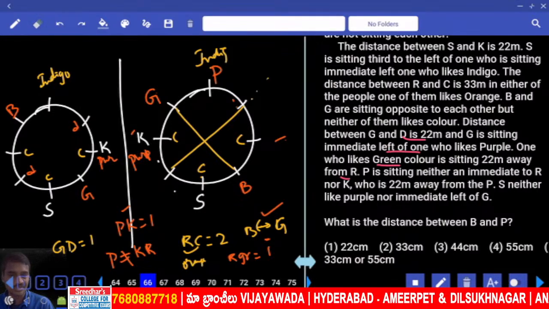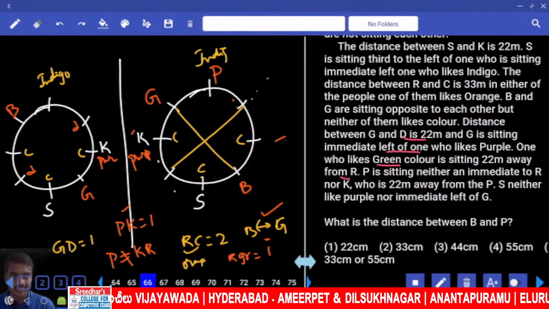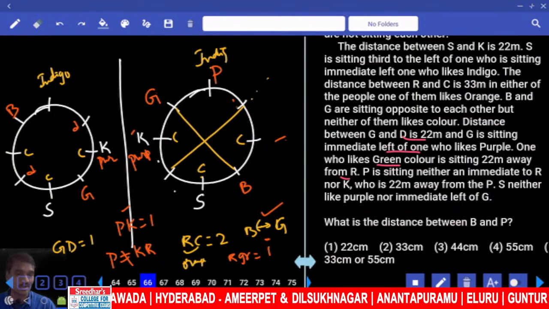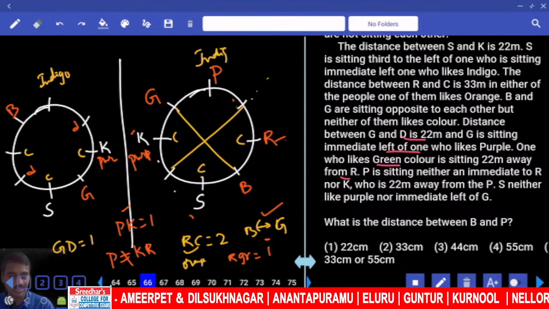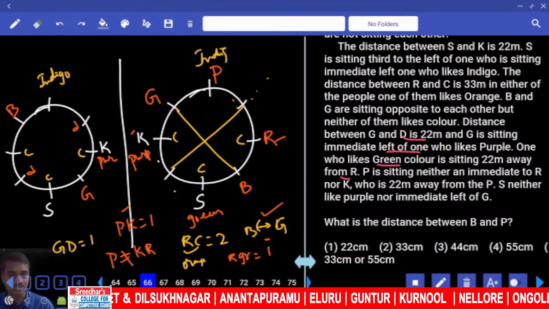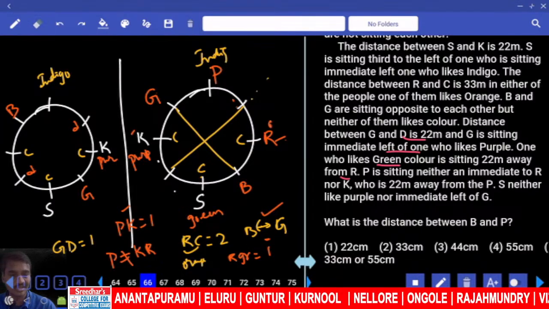P is not adjacent to K and R. Then between R and green there must be exactly one person, so R must be here, and then green must be here, because R must also like a color. And what is the color left over? Orange.